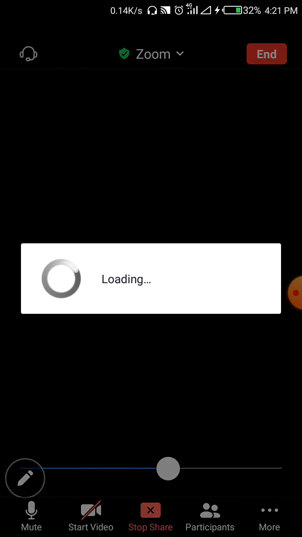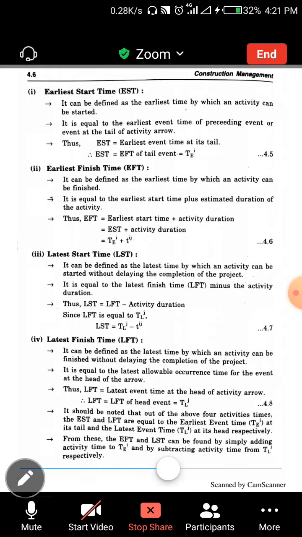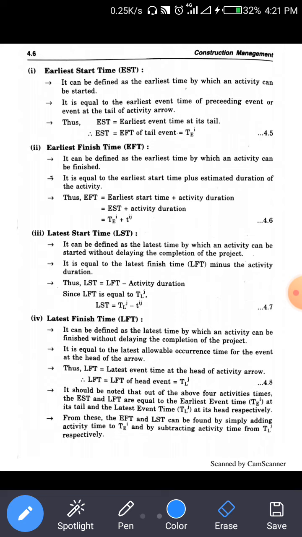What is EST? EST is the earliest starting time. It can be defined as the earliest time by which an activity can be started. It is equal to the earliest event time of the preceding event, the event at the tail of the activity arrow. So EST is the earliest event time of its tail, and EST is equal to TEi.